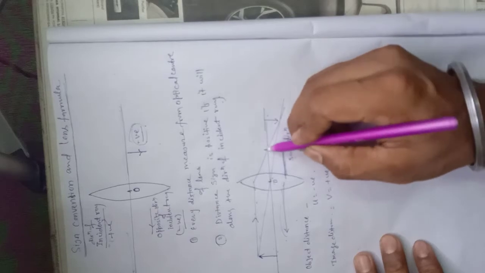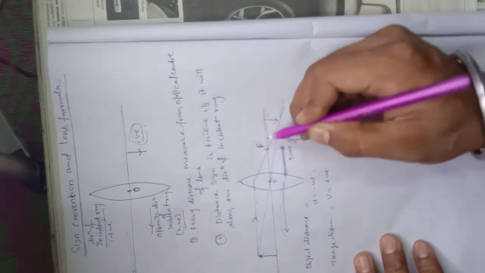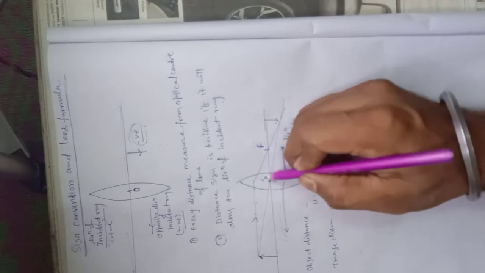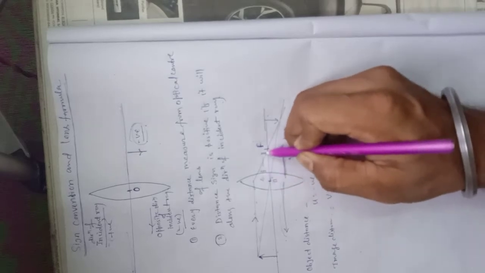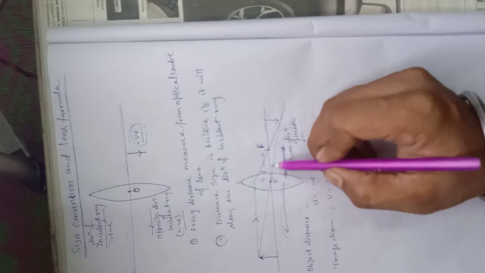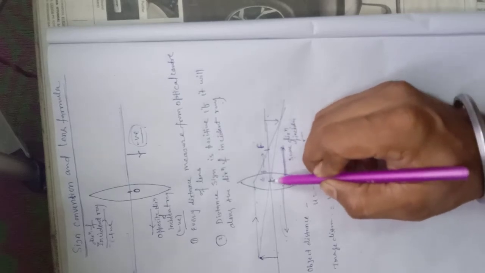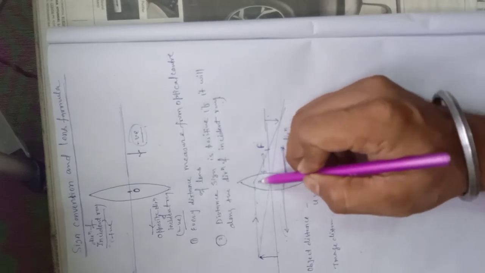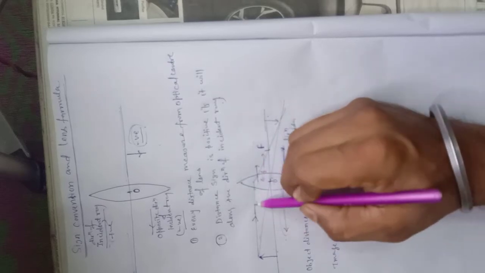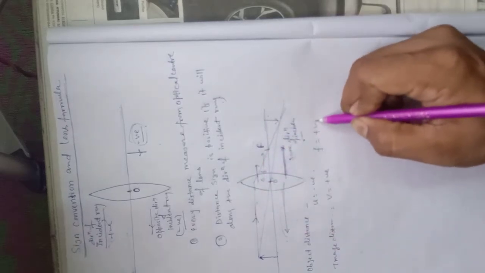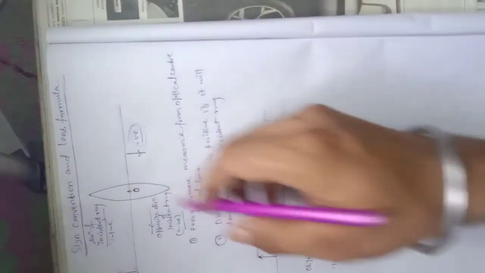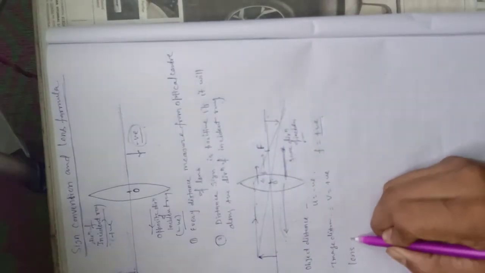Let us consider the principal focus. We know that the focal length is the distance between the optical center and the principal focus. What should be the sign of the focal length? All distances are measured from the optical center, so when you measure from the optical center to the principal focus, it goes in the same direction as the incident ray. So the focal length is always positive.